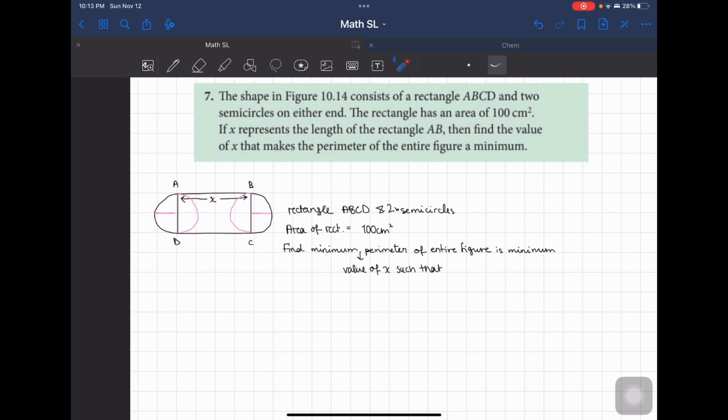And it's telling us to find the minimum perimeter of the entire figure. So this plus this plus this plus this. And we have to find the coordinate of the value of x that makes this come true. So we want to find the shortest length of the rectangle to make this whole thing have the smallest perimeter. So what are we going to start with? We have to go back to our first question.